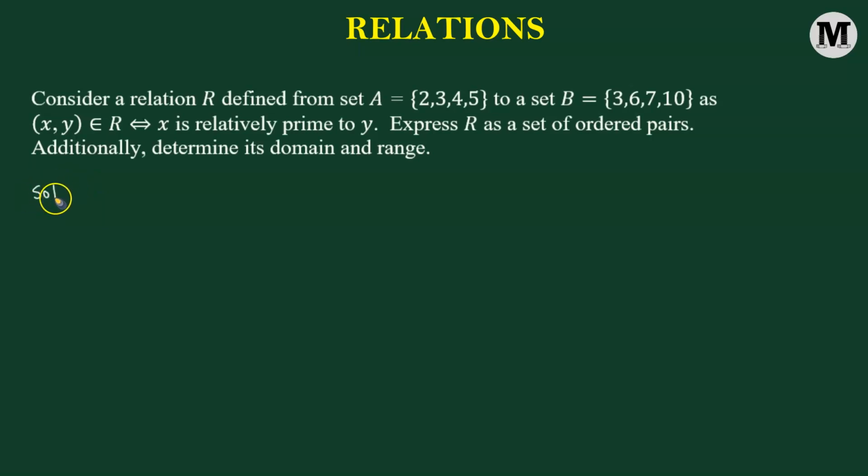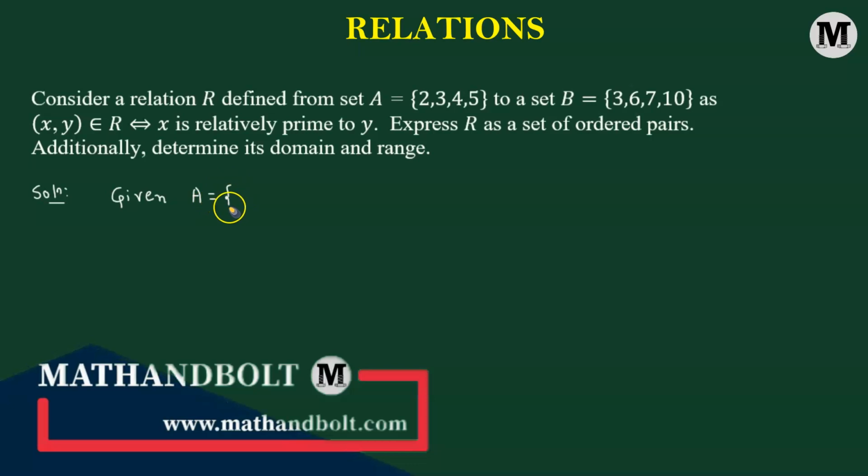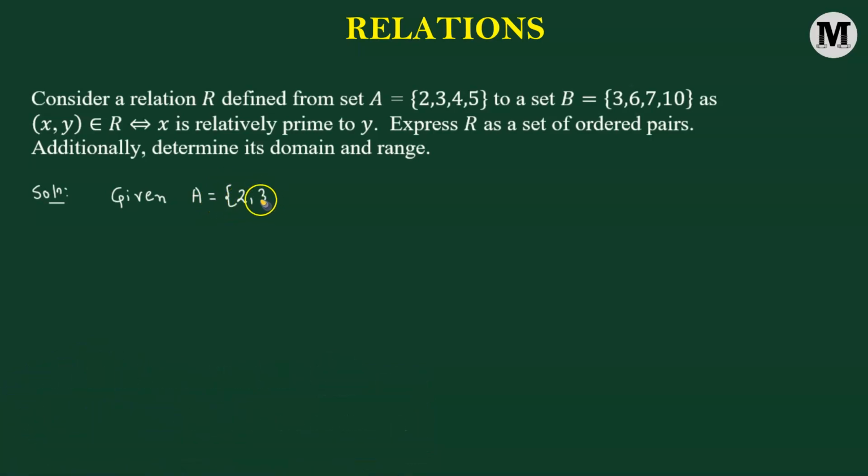So first, let us begin by taking note of the given sets A and B. It's given here that the set A contains 4 elements, the elements being 2, 3, 4, and 5. And then we have another set B. B contains the elements 3, 6, 7, and 10. Okay. And then we have the relation R.